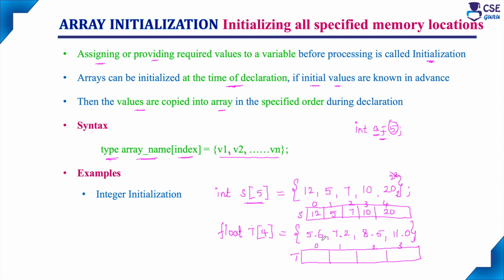So automatically the first element will be stored with the first index value. That is T of 0, 5.6 will be stored. And T of 1, 7.2. T of 2, 8.5. And T of 3, 11.0. Okay. So if you have declared float, correspondingly it will take floating point values. Suppose you have given 11 here, automatically it will be considered as 11.0 since it is a floating point data type. So these are all basic things. In this way, we can initialize the integer and floating point values.